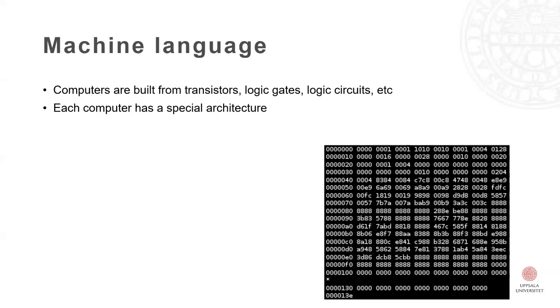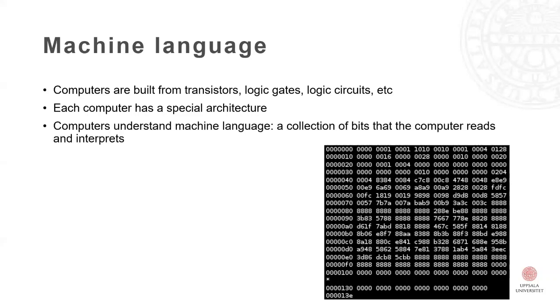Each computer has a special architecture, meaning that its CPU is built in a certain way. Its buses that move the data and instructions perform in a certain way. Its memory is addressed in a certain way. All these are called architecture, and they are specific to any computer, any processor that is in the market. For example, Intel has several processors, and each of them has a specific architecture of its own.